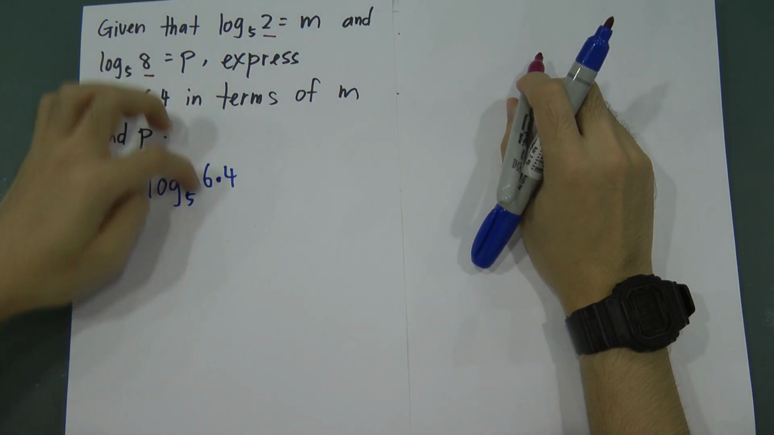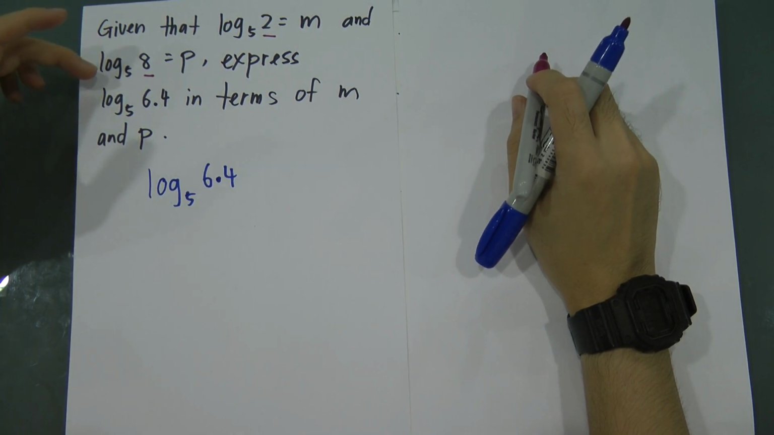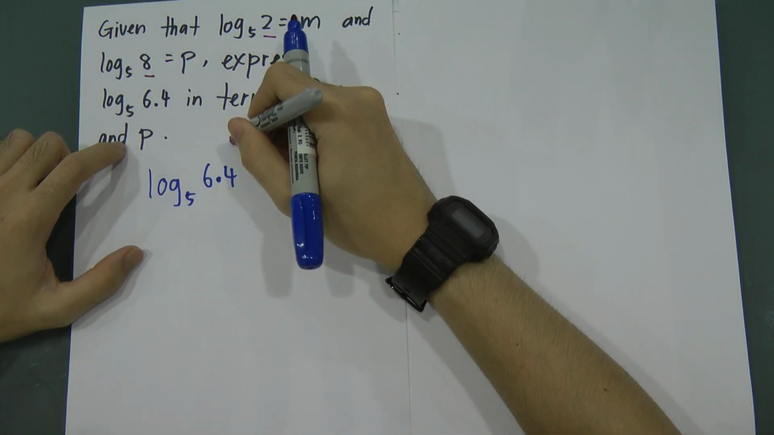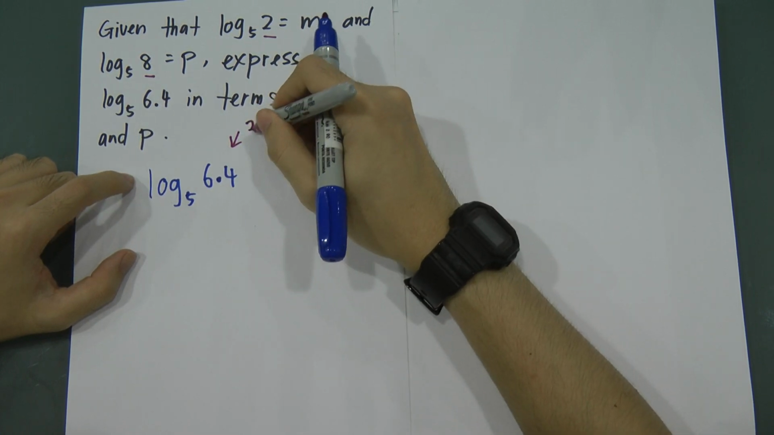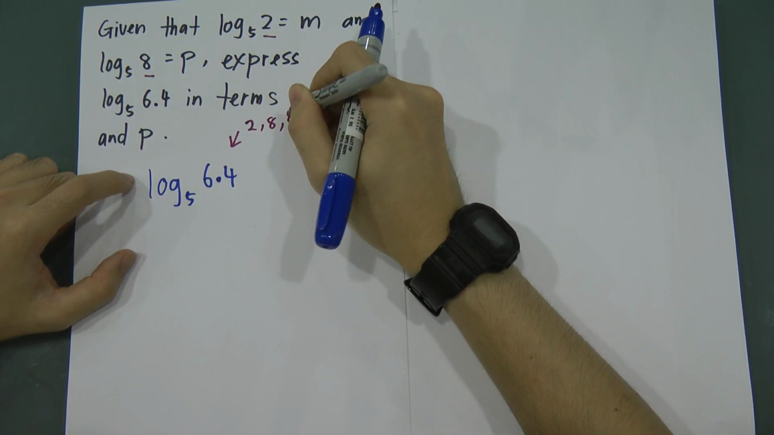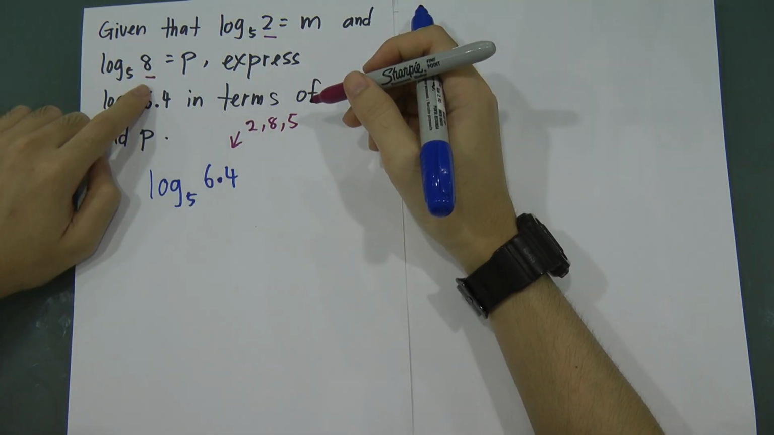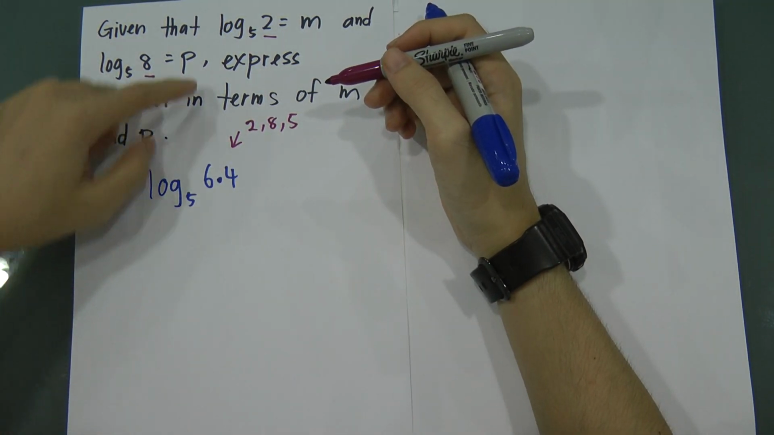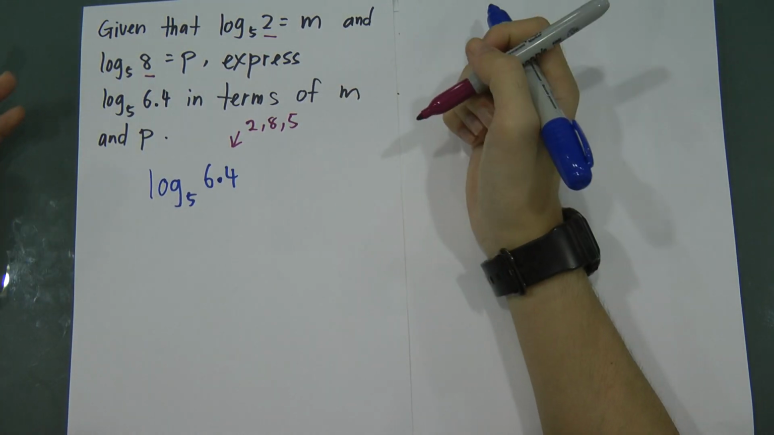Because if it relates to 5, you know log base 5 of 5 will equal 1. Then log base 5 of 2 you can change to m, and log base 5 of 8 you can change to p. So over here you only have 3 choices: relate 6.4 to 2, 8 and 5. 5 is because it is its own base. 2 and 8 are because of the given information, and they are going to ask you to express this in terms of m and p. So your answer equals something m and something p.